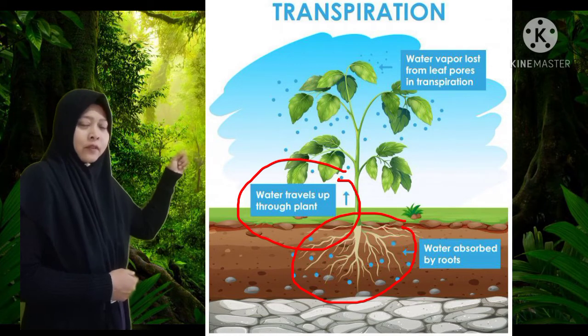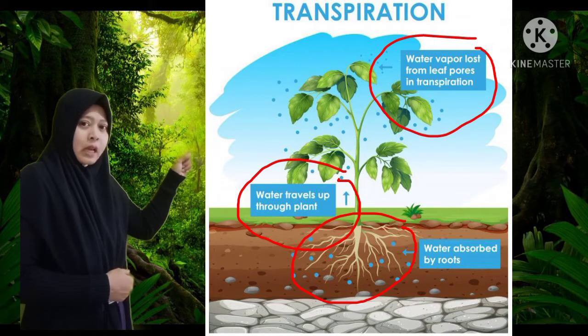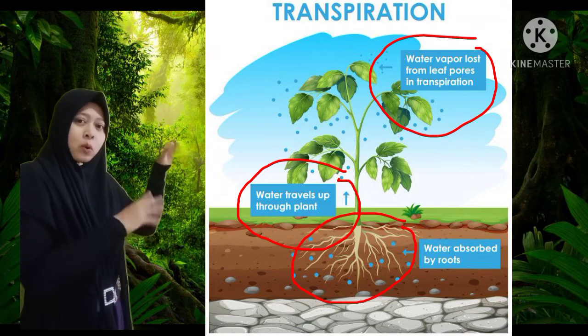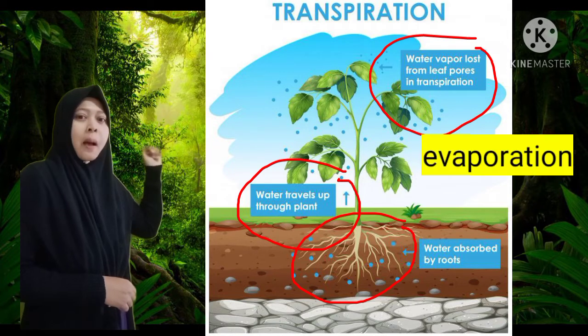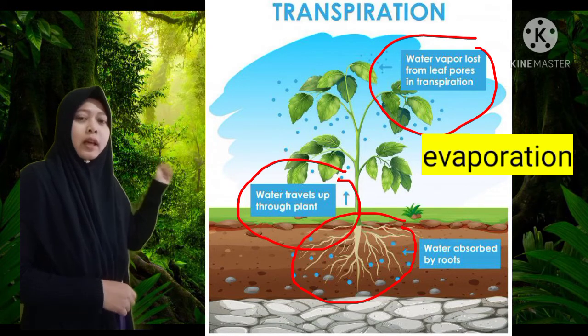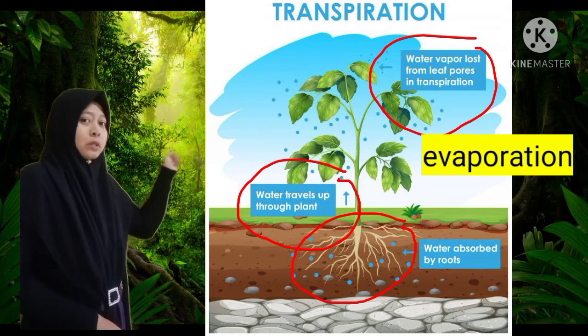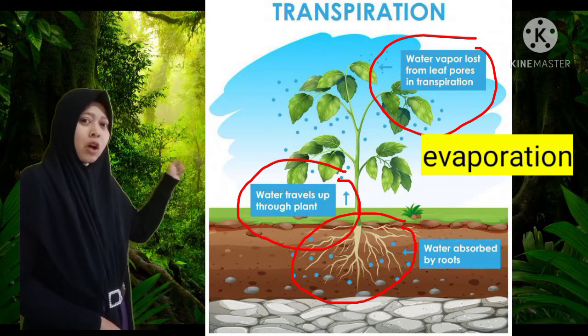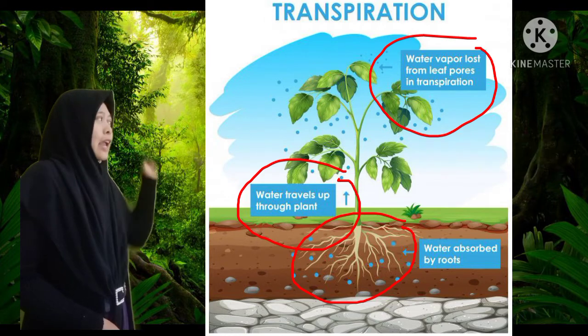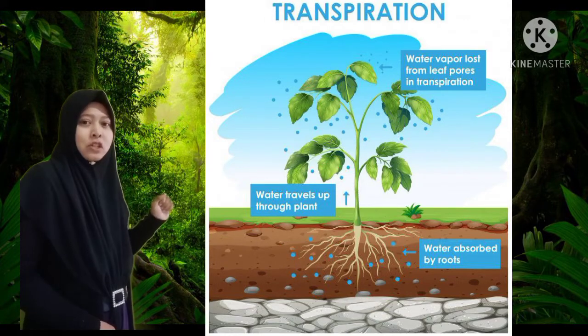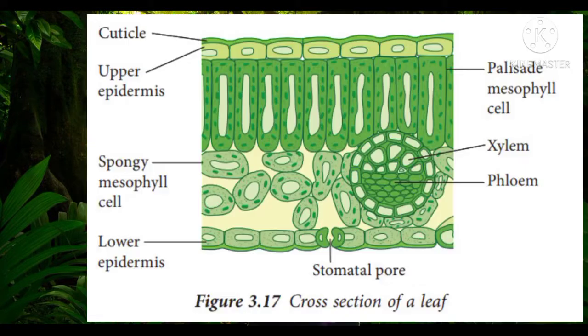Here at the leaf, there is another process that takes place, where water is lost to the environment by a process called evaporation. The water loss is in the form of water vapor, and this is where transpiration takes place. As I said just now, the main part where transpiration takes place is the leaf. So let's look at more detail about the structure of a leaf.